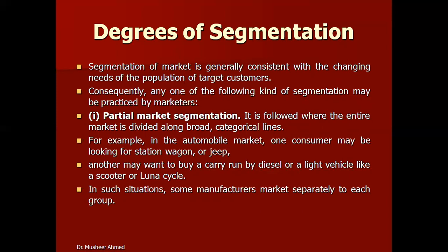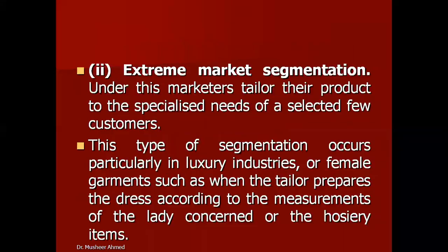Right. For example, in the automobile market, one consumer may want a station wagon or a Jeep. Another may want to buy a carrier or a light vehicle like a scooter or a motorcycle. In such a situation, some manufacturers market separately to each group of consumers, which is desired also. It is partial market segmentation. You have not completely segmented the market, but you are doing partial market segmentation.